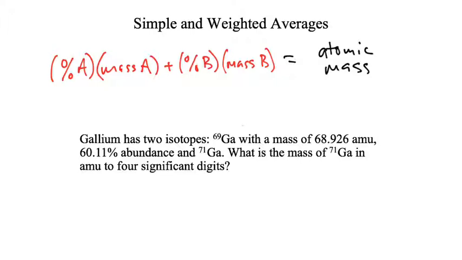68.926. Not 69. And it could be easy to confuse those numbers. So I want to try and get away from using a number as a symbol. Gallium-69 is a symbol, not a number. Everybody recognize that? For those of you that did the measurement lab, this might be a good thing to take a look at.